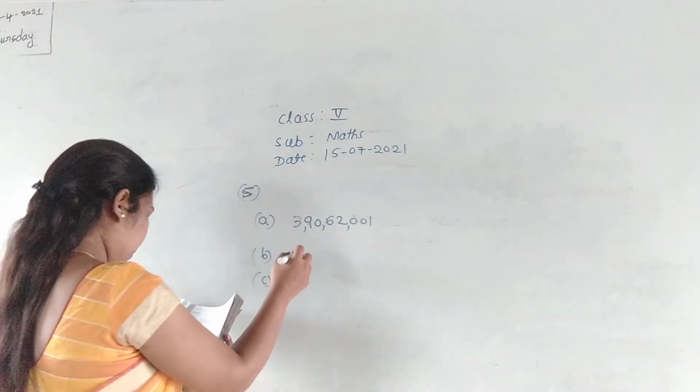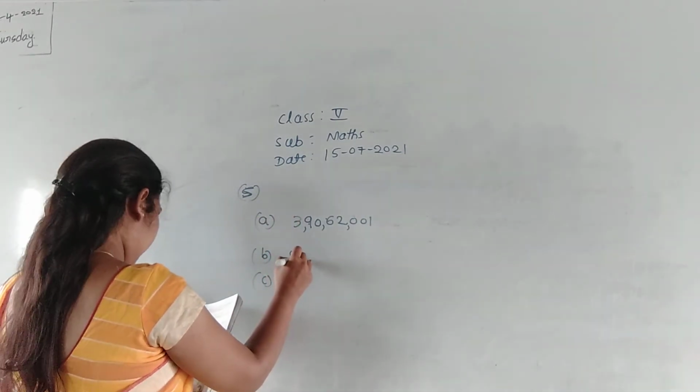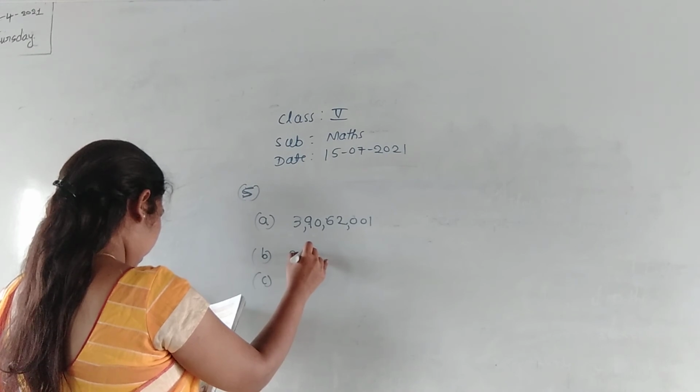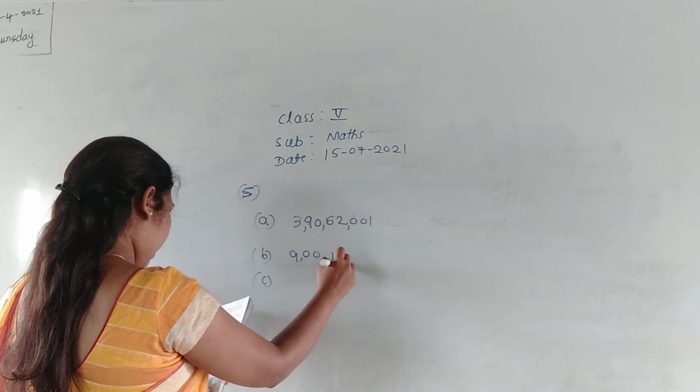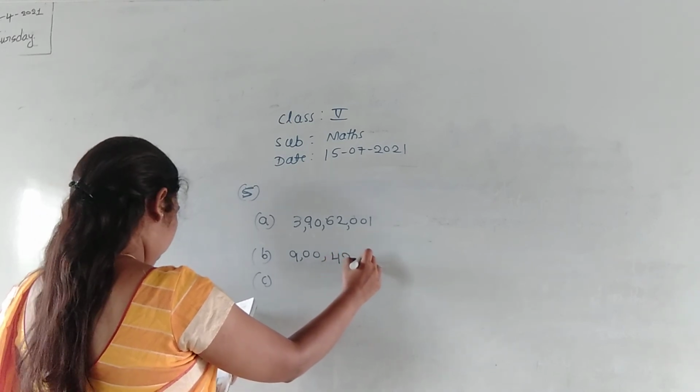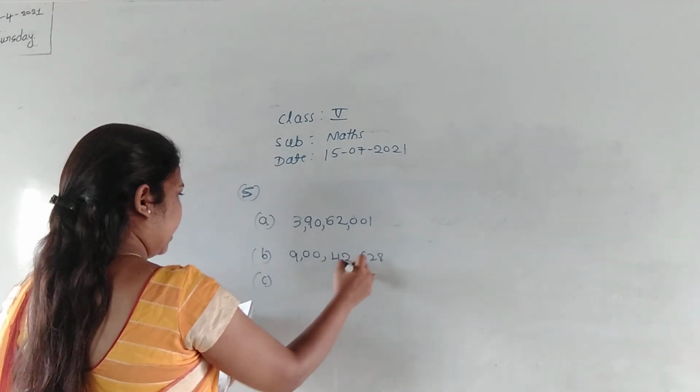And the next one is 9 crore and the lakh place value will be 00. That will be given as 42,628 is the number.